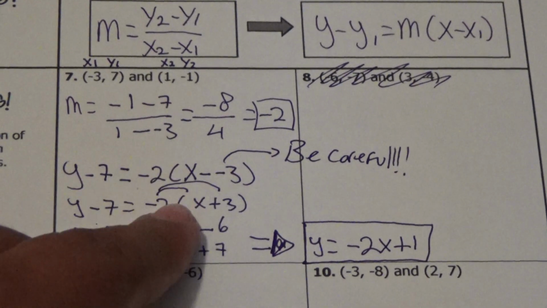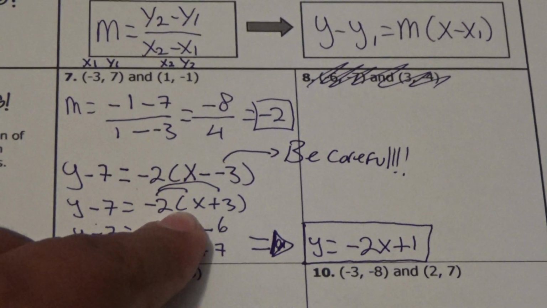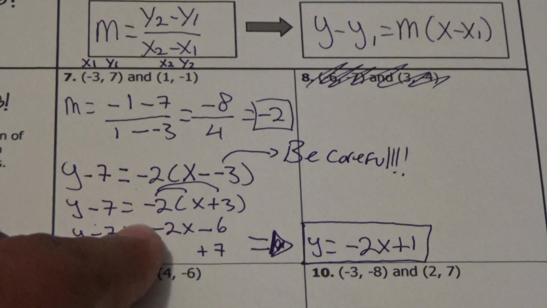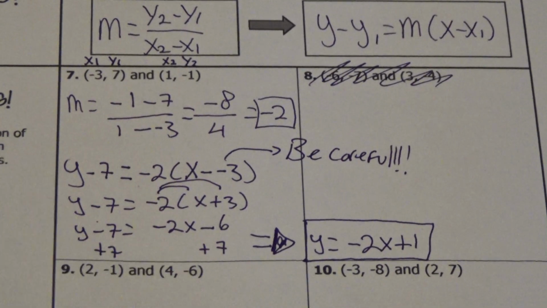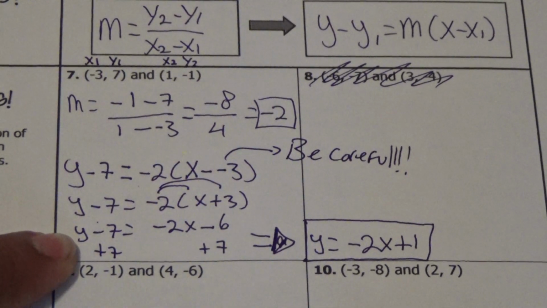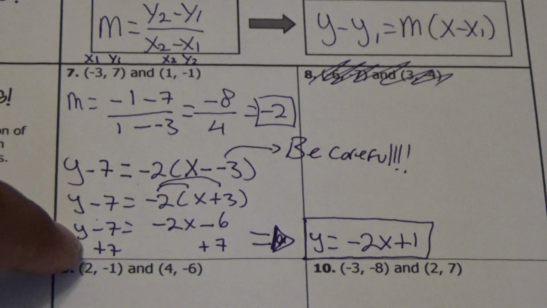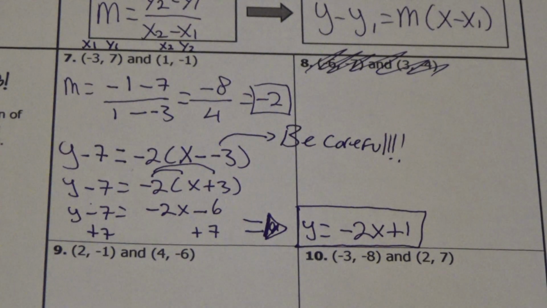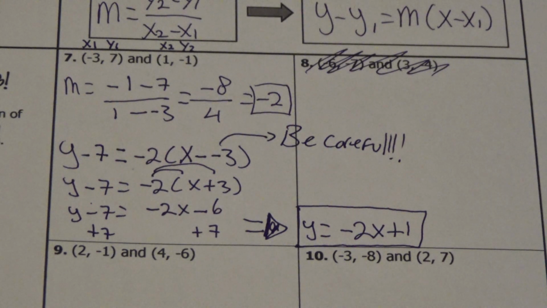Don't forget to distribute, just like on the first page: -2x and -6, and resolve for y. So we have y minus 7 equals -2x minus 6. Add 7 to both sides, and your final answer should be y equals -2x plus 1. Alright, don't forget, point slope formula. Literally, you need a point and a slope to figure this thing out.